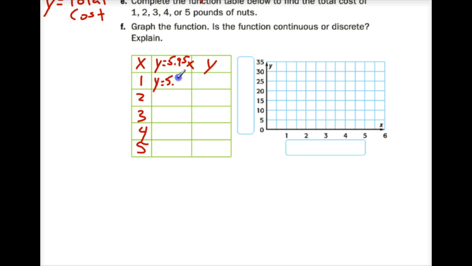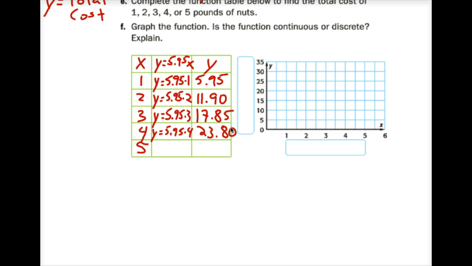I can do the first one without a calculator because I know what 1 times any number is: the number you started with, $5.95. So 1 pound costs $5.95. Somebody tell me what 2 pounds costs. $11.90. Thank you. 3 pounds will be $5.95 times 3. What's that number? $17.85. 4 pounds? $23.80. Then 5 pounds is $29.75. Those are some expensive nuts.